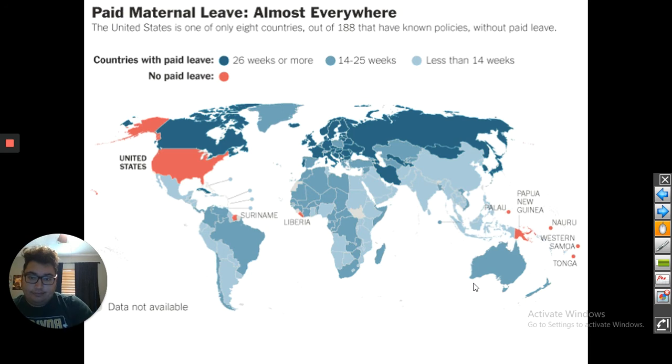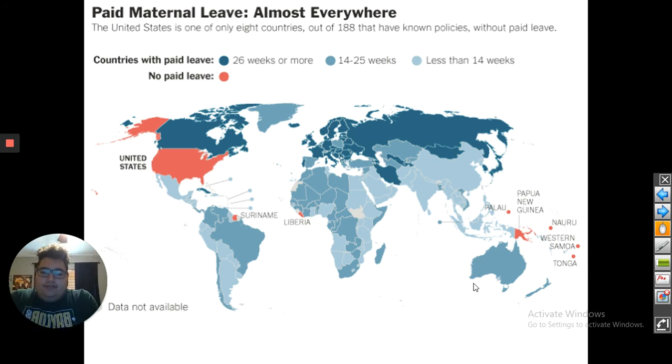The graph shows countries with paid maternity leave. The dark blue is 26 weeks or more, light blue is 14 to 25, then less than 14, and then 0. If you look at the US, we're the only developed country that doesn't give this, and we ask why. A lot of times the government doesn't give it, but companies do, though they're not required to.